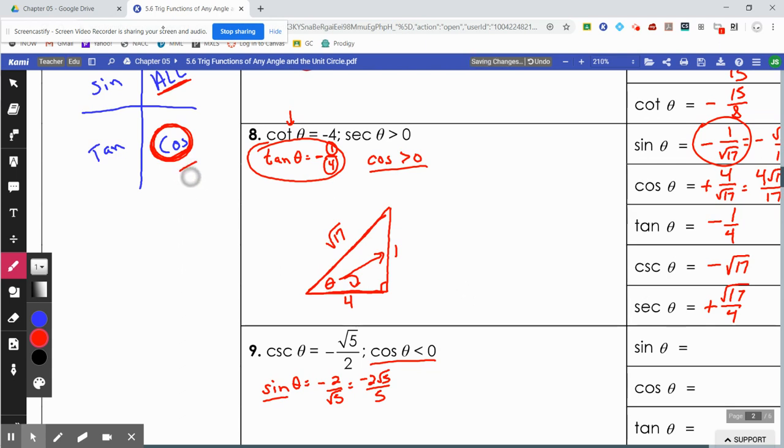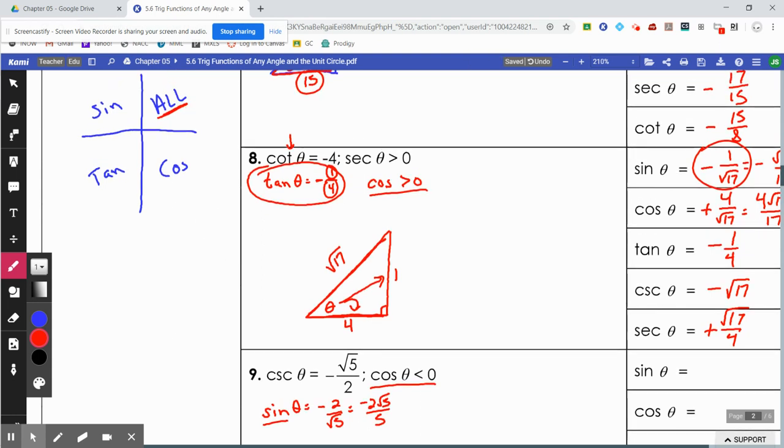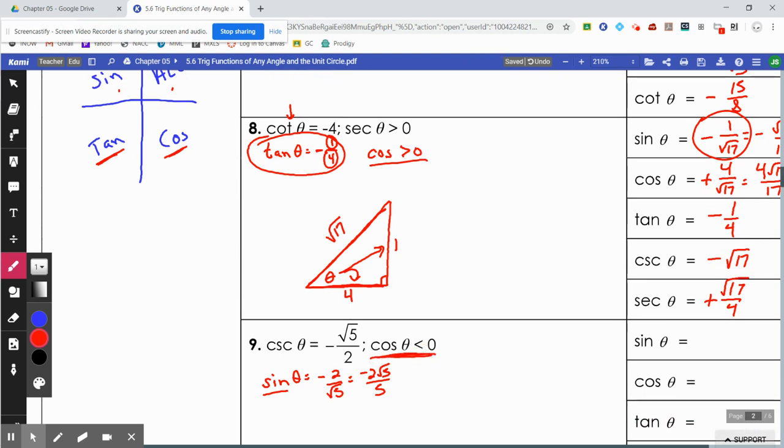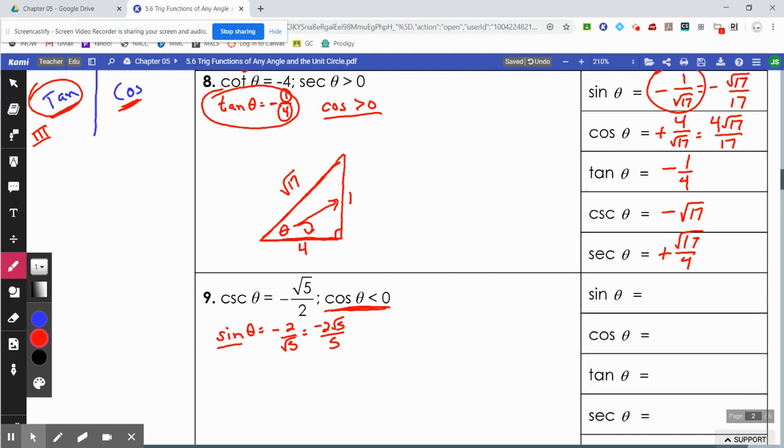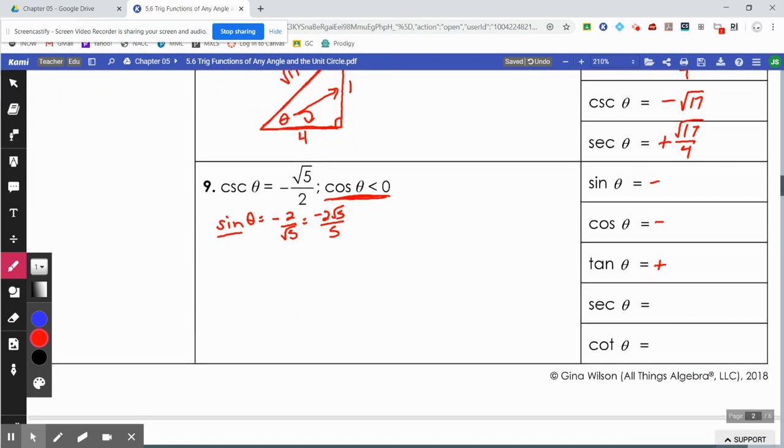So where is sine negative and cosine negative? Well, let's start out with where is sine negative. I know that sine is positive here and here, so therefore sine is negative here and here. However, cosine also has to be negative. Well, cosine is positive here, so we must be in the third quadrant. Now, the only thing that's going to be positive of the original three is going to be tangent. So tangent is positive. Sine and cosine are both negative. So therefore, since cosine is negative, secant is negative. Since tangent is positive, cotangent is positive.